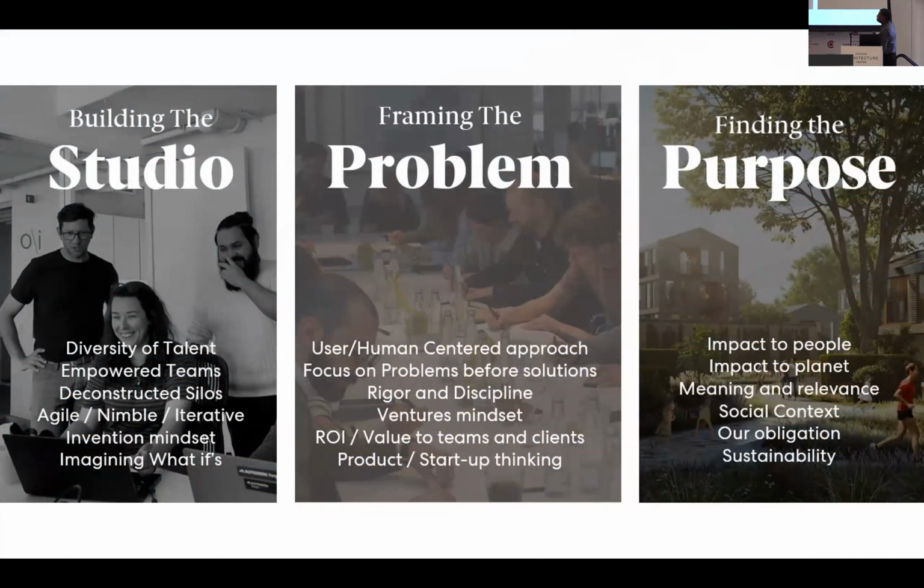Okay, there you have it. Three constructs, just put them all in a single thing. The who: how do you build a studio and get motivated people to come and join us and work for us? How do you frame the problem? How do you apply rigor to framing the problem? And how do you find purpose so we can think about the impact on people and people's lives?